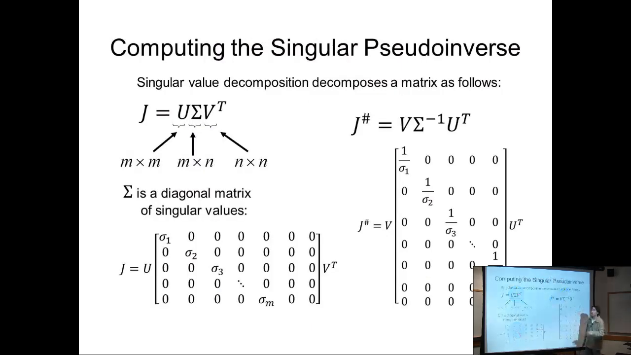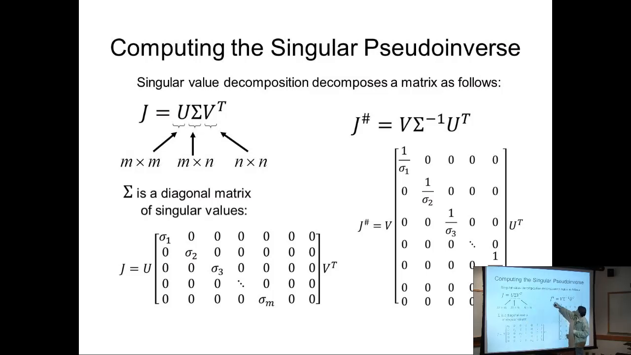So now let's see how we can use the singular value decomposition to compute the pseudo-inverse. Again, here's our Jacobian. We know it's not full rank. So we compute the singular value decomposition. Here we'll have an m by m square orthogonal matrix, an m by n diagonal matrix of singular values, the same size as the Jacobian, and then an n by n rotation matrix. Transpose is still a rotation matrix.